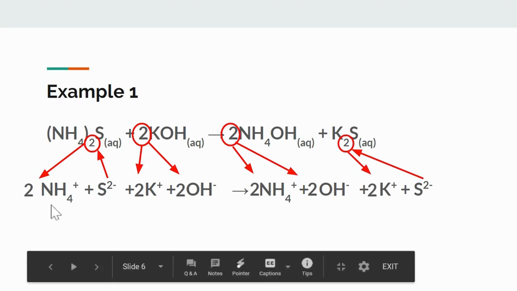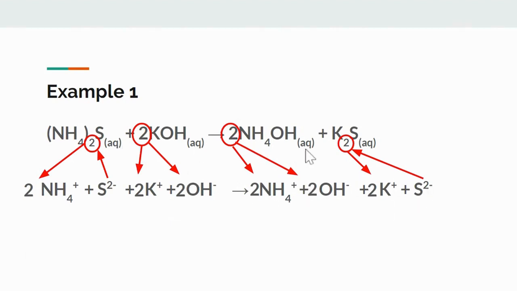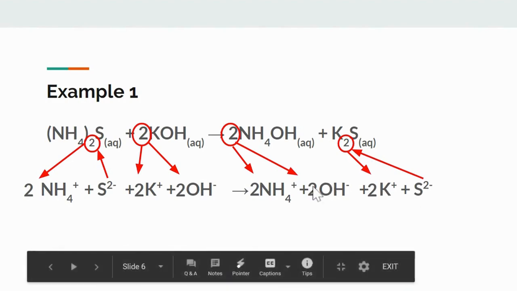So this final thing that we see down here with all these pluses and minuses, and it looks really, really complicated, this is a complete ionic equation where everything that is aqueous has been broken down into its individual ions, and then we checked for balance.